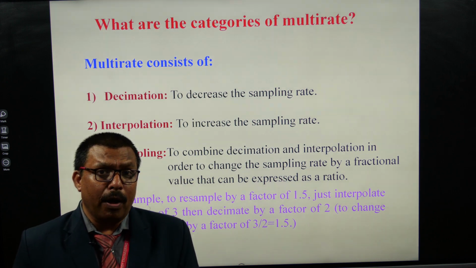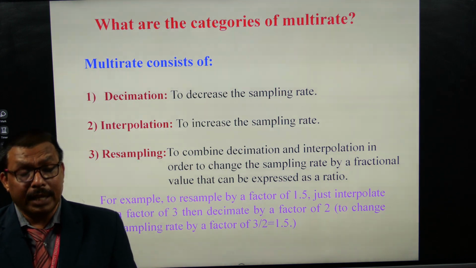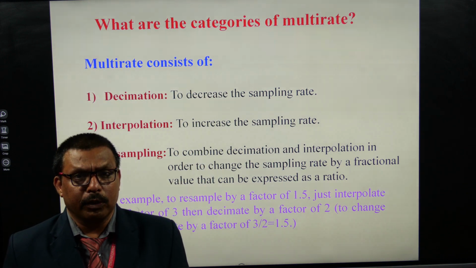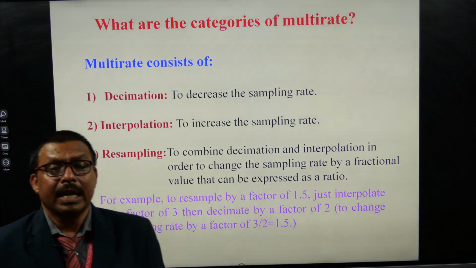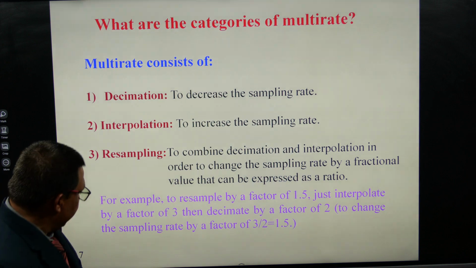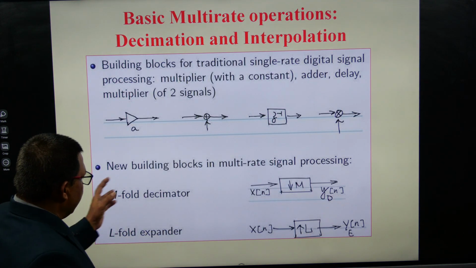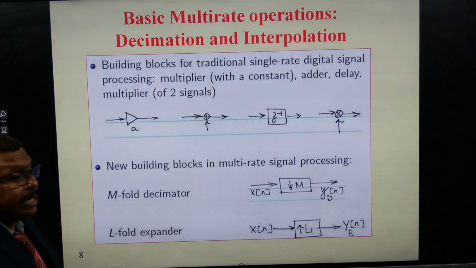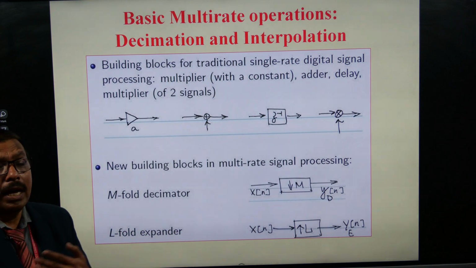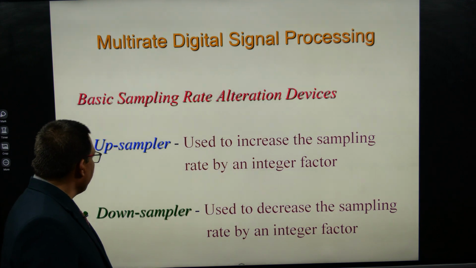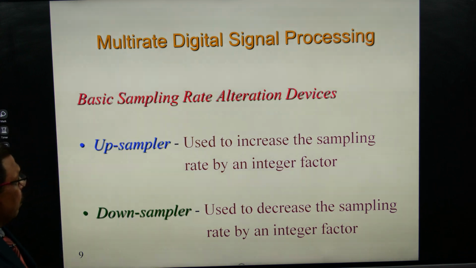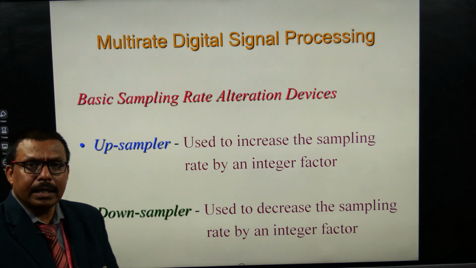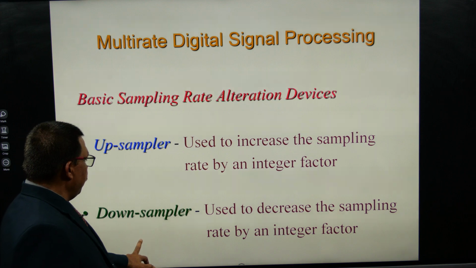For example, if I want a 1.5 rate conversion, then upsample by 3 and downsample by 2, so that it equals 3 by 2, which is 1.5 times conversion. This also happens with resampling techniques. So this is the scenario for the M-fold decimator as well as the L-fold expander. M indicates decimation, L indicates interpolation. The upsampler is used to increase the sampling rate by an integer factor. Similarly, the downsampler is used to decrease the sampling rate by an integer factor.